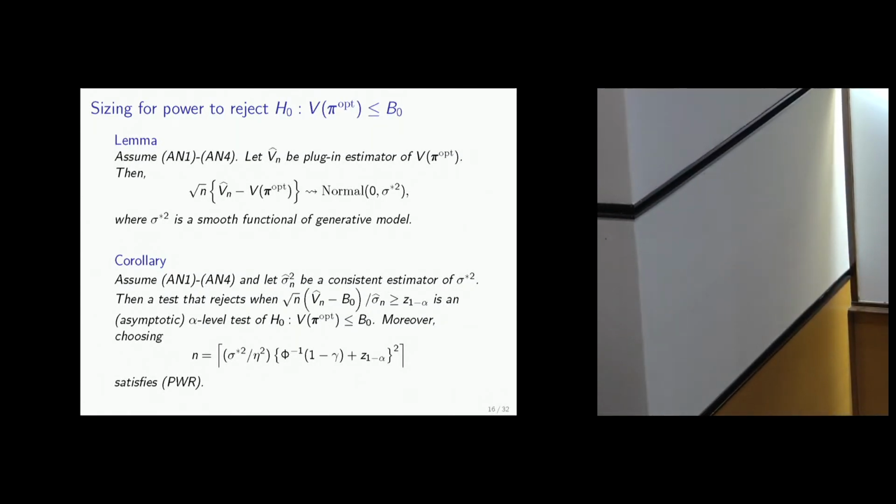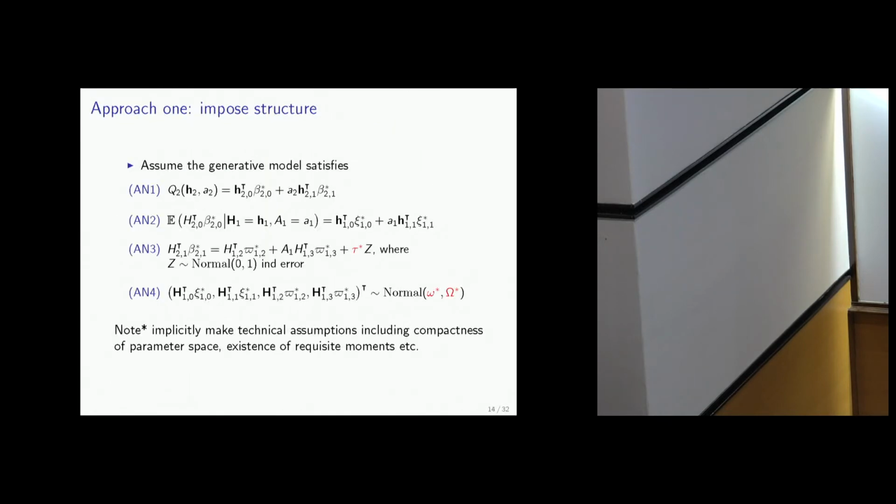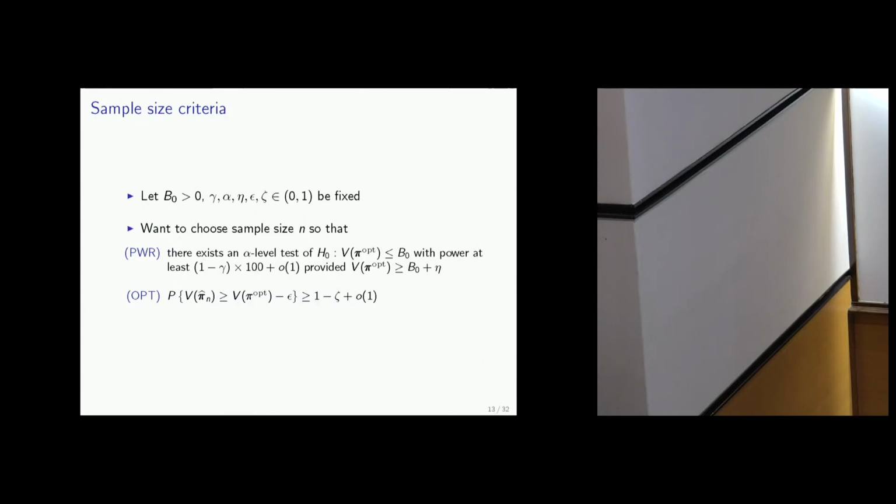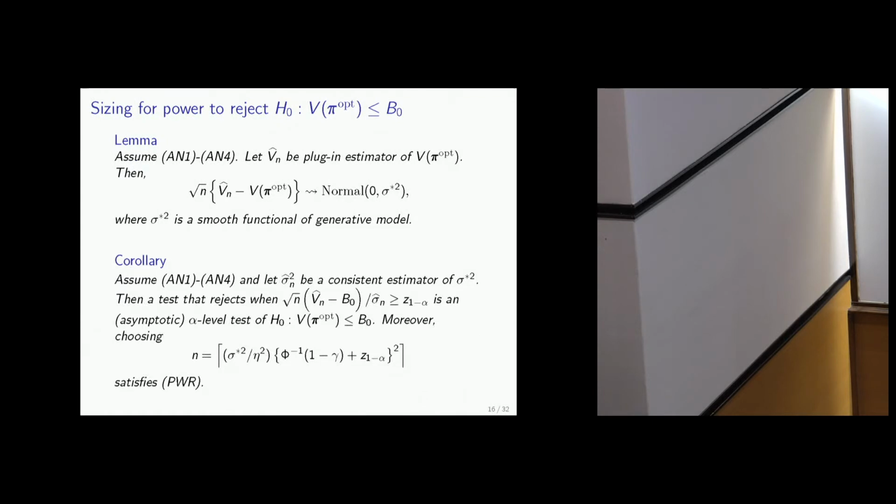So this is 1 minus gamma. Let me make sure I've got this right. So let's remind ourselves what all these Greek letters are. We want to power at 1 minus gamma, and eta is the minimal meaningful effect, and our test is of level alpha. So based on the asymptotic normality of this plug-in estimator of the value, we get this familiar formula for the sample size.